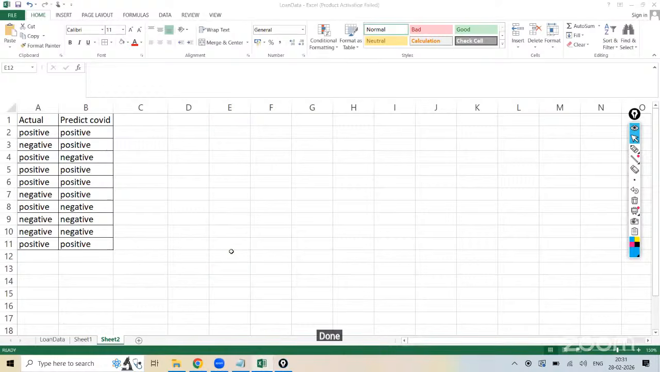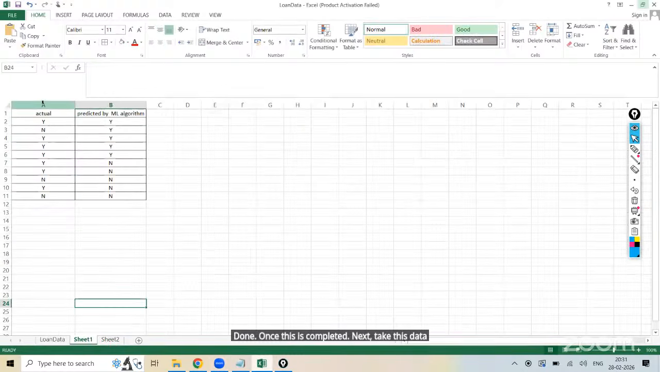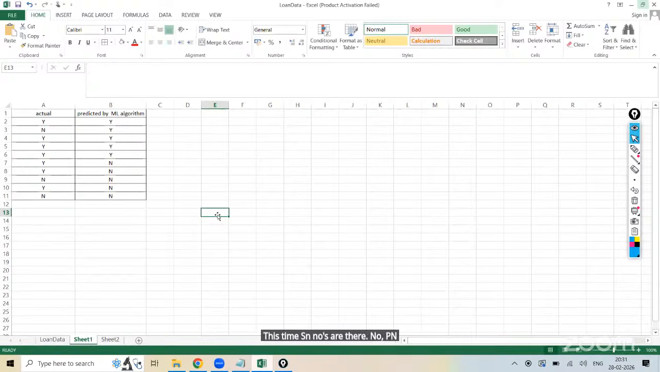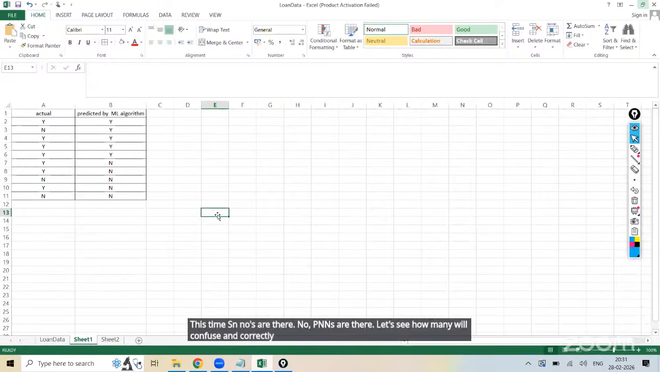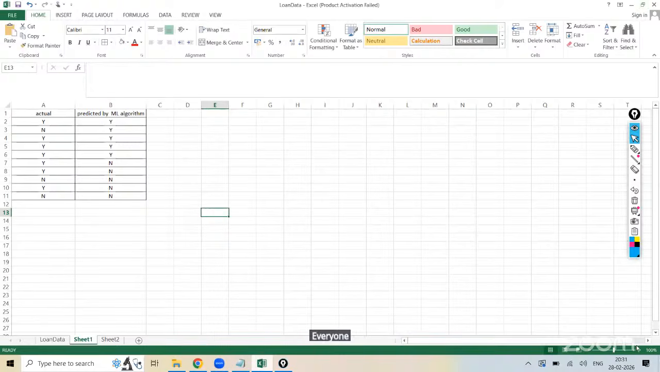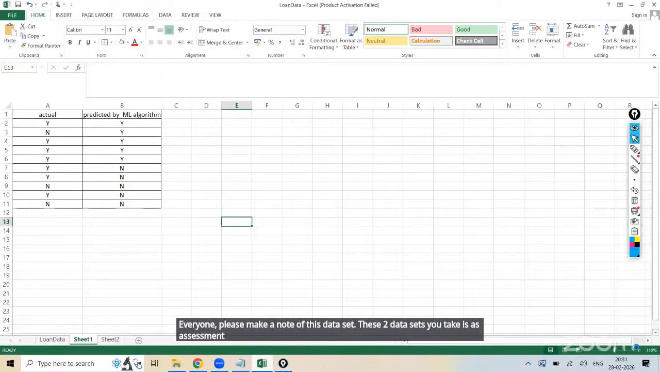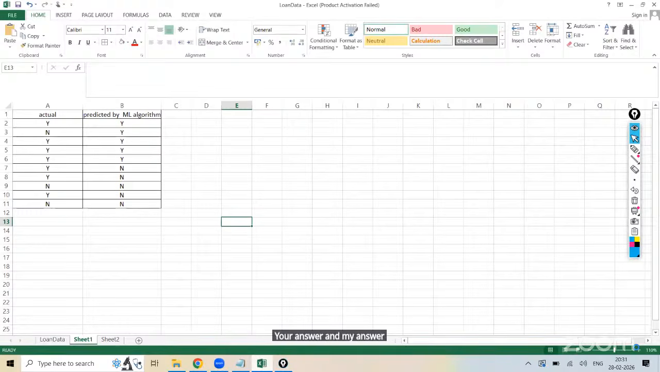Done? Once this is completed, next, take this data set also. This time yes and no's are there, no P and N's are there. Let's see how many will get confused and do it correctly. Everyone, please make a note of this data set. These two data sets you take as assignment and we'll continue in the next class. Your answer and my Python answer should be the same.